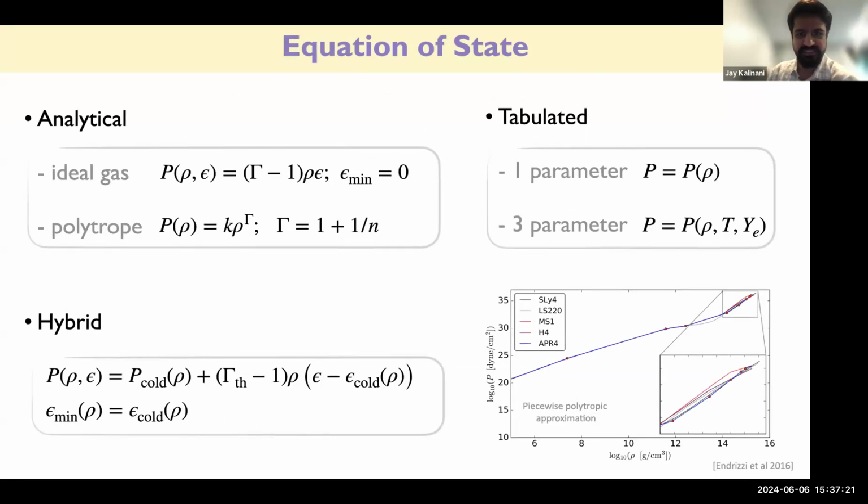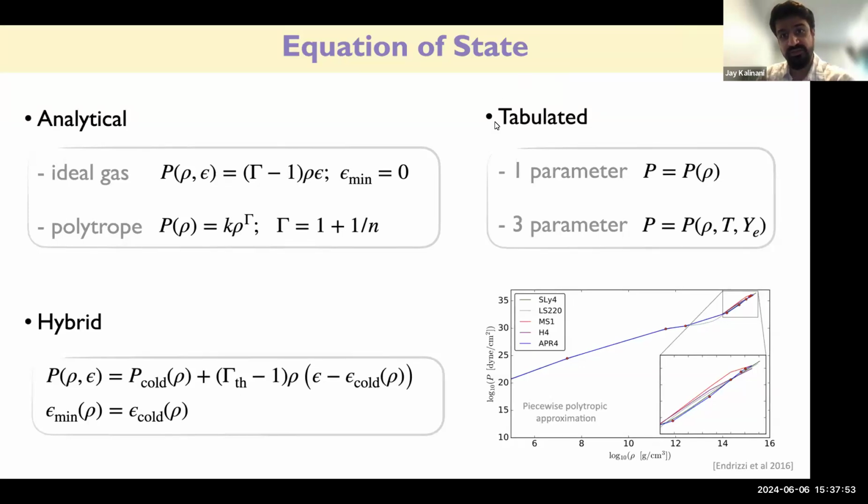Also, to close the system of equations, you need to provide an equation of state. Typically, the simplest forms assume an analytical expression, for example the ideal gas equation of state or a polytropic equation of state. One can also choose to combine these two. We call this a hybrid equation of state, where you have the cold polytropic part as well as a thermal component.